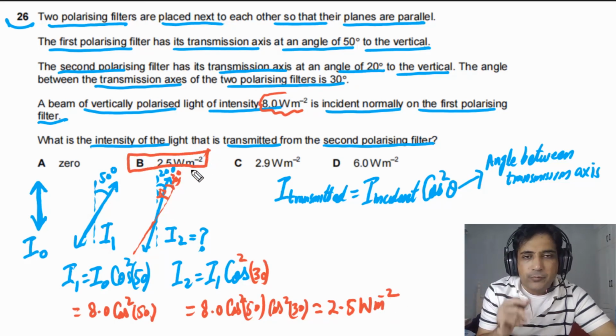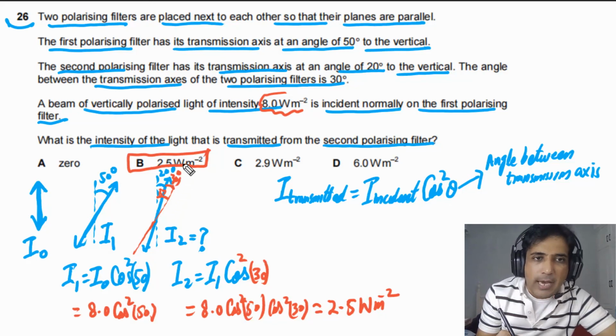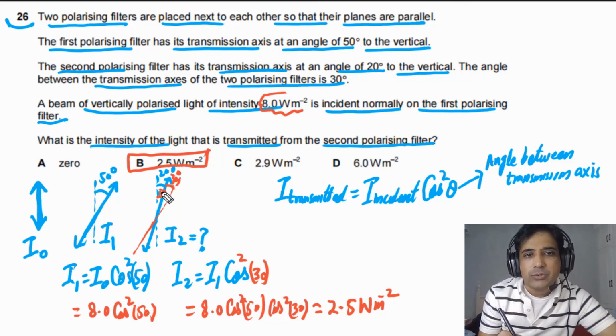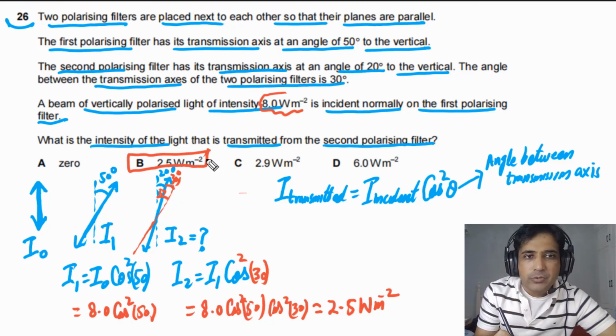Only tricky part was you need to understand theta is the angle between transmission axis. So you have to take 30 degrees, not 20 degrees. So this is the tricky part. You have to be clear about this. So the answer for this question is B. B is the right answer.